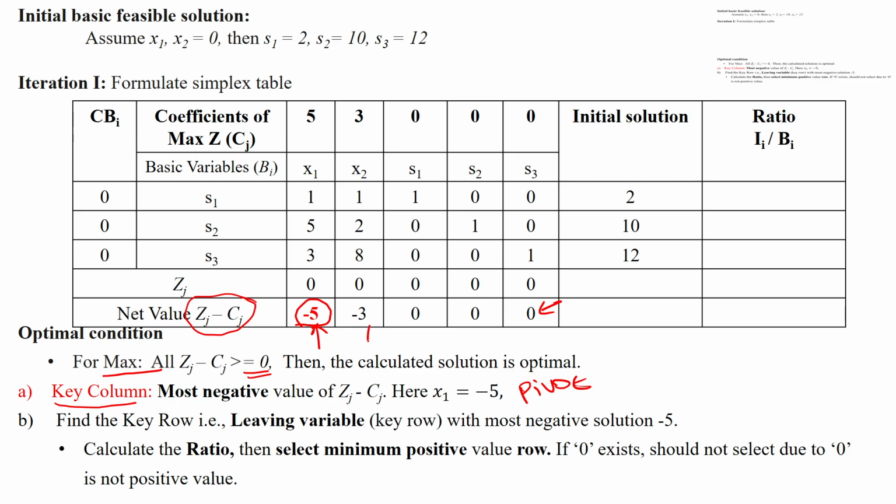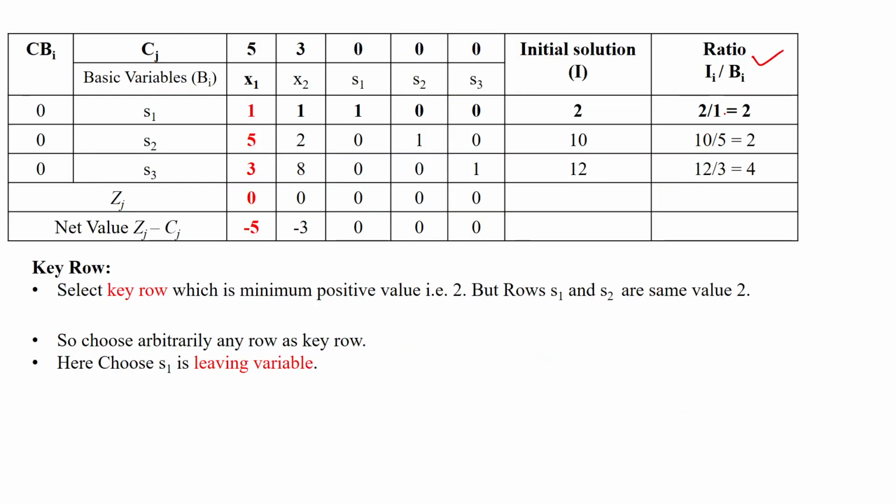Least value in the sense, here we are having 5 values. Among these 5 values, minus 5 is the least value. Then that will be your key column. Then we have to identify the pivot row, or key row. The key row is called the leaving variable. That should be selected based upon the calculated ratio. The ratio is calculated based upon the initial solution and the key column values.